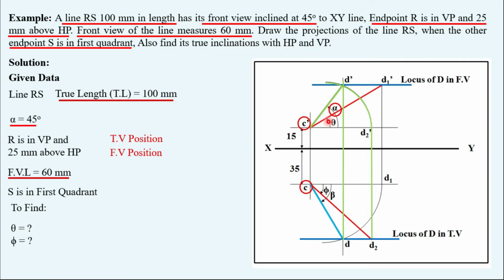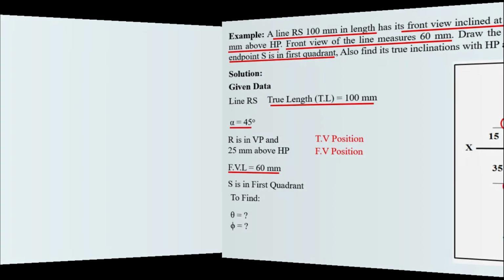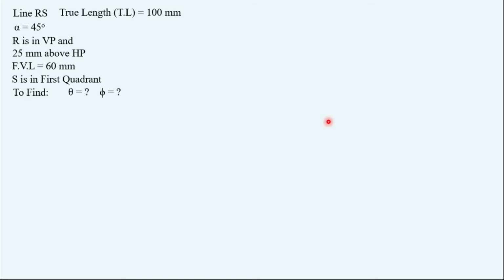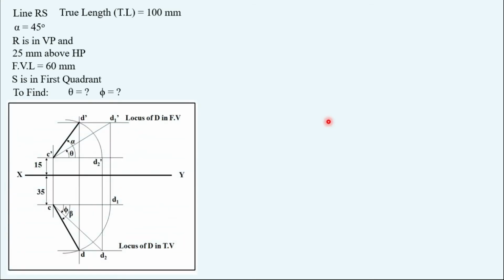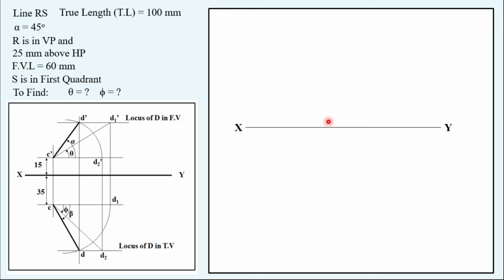Now let's draw the solution. So this is the data I'm keeping for reference. Starting with the XY line, taking a vertical projector. As per the given position, front view of R will be 25 mm above XY line and top view will be on XY itself because R is in VP.